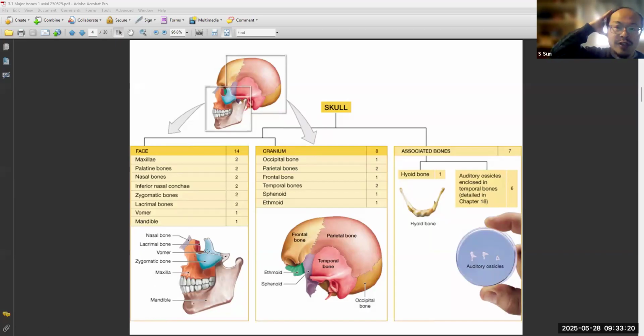And down your cranial, you have the frontal, parietal, occipital, temporal. So those are the major bones. When we learn later, we will use the same names for our brain regions.